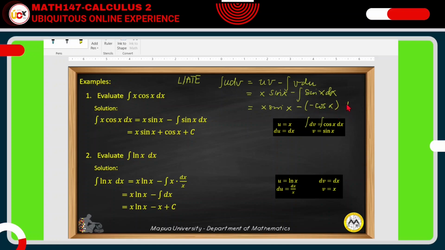And then plus the constant. Simplifying further, this is equal to x sine x, negative negative is positive, cosine x plus the constant. Therefore, the integral of x cosine x dx is x sine x plus cosine x plus the constant.